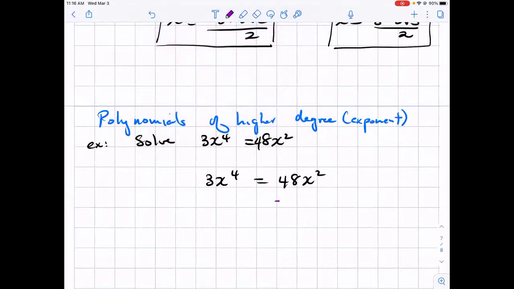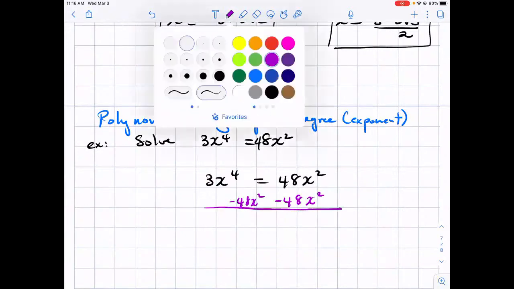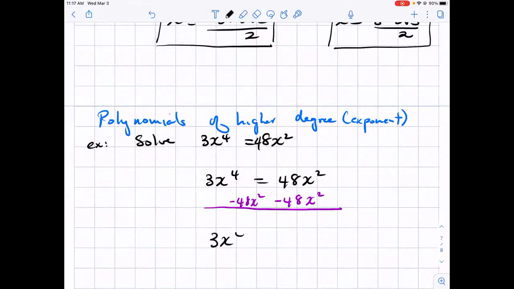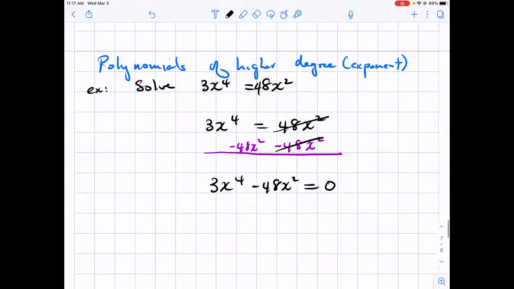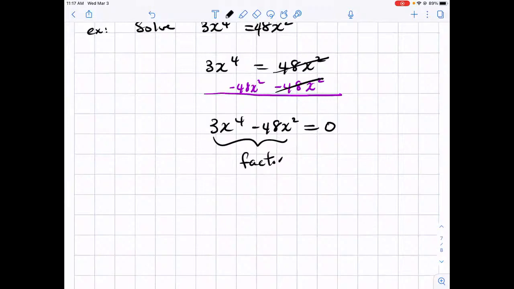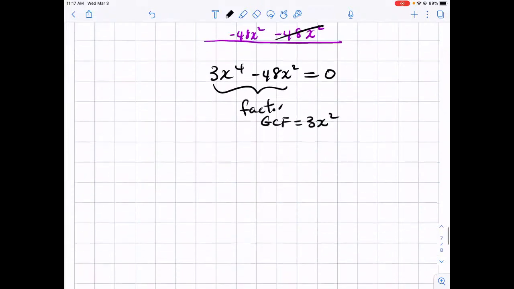What I'm going to do is subtract 48x squared on both sides. If I do this, I have 3x to the fourth minus 48x squared, and that is equal to 0, since the right side cancels out. And now we can factor. The GCF happens to be 3x squared. So if I factor out 3x squared, that leaves me with x squared minus 16 is equal to 0. And now we can factor here again.